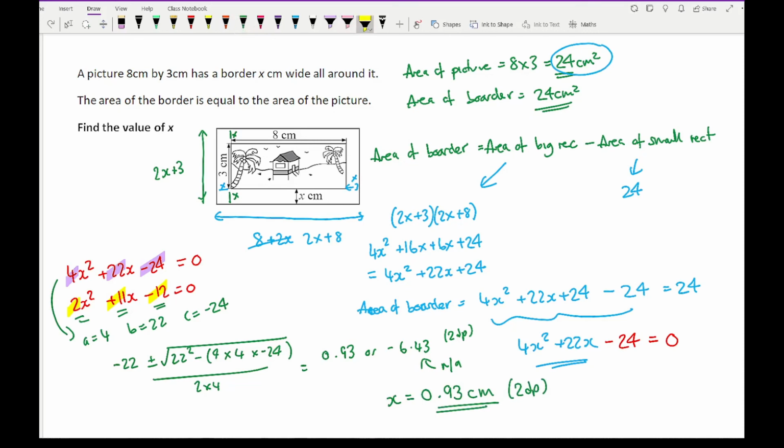And again, just make sure that you do state both answers or solutions to the quadratic, but that you're only giving one answer to this actual question.